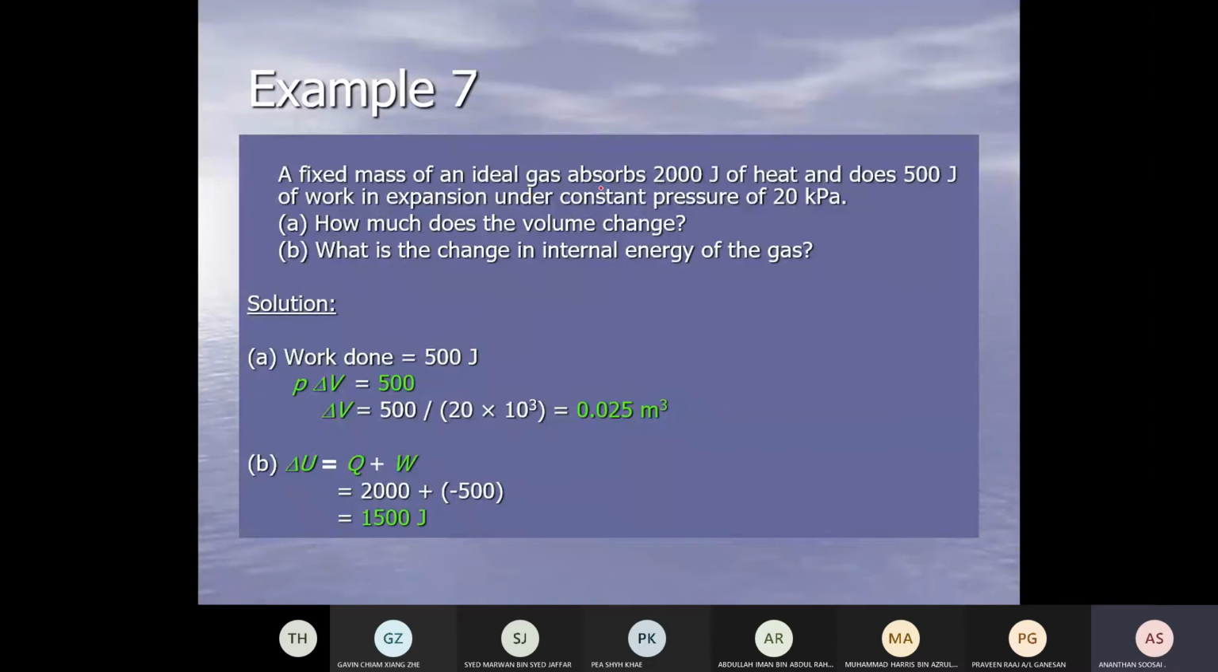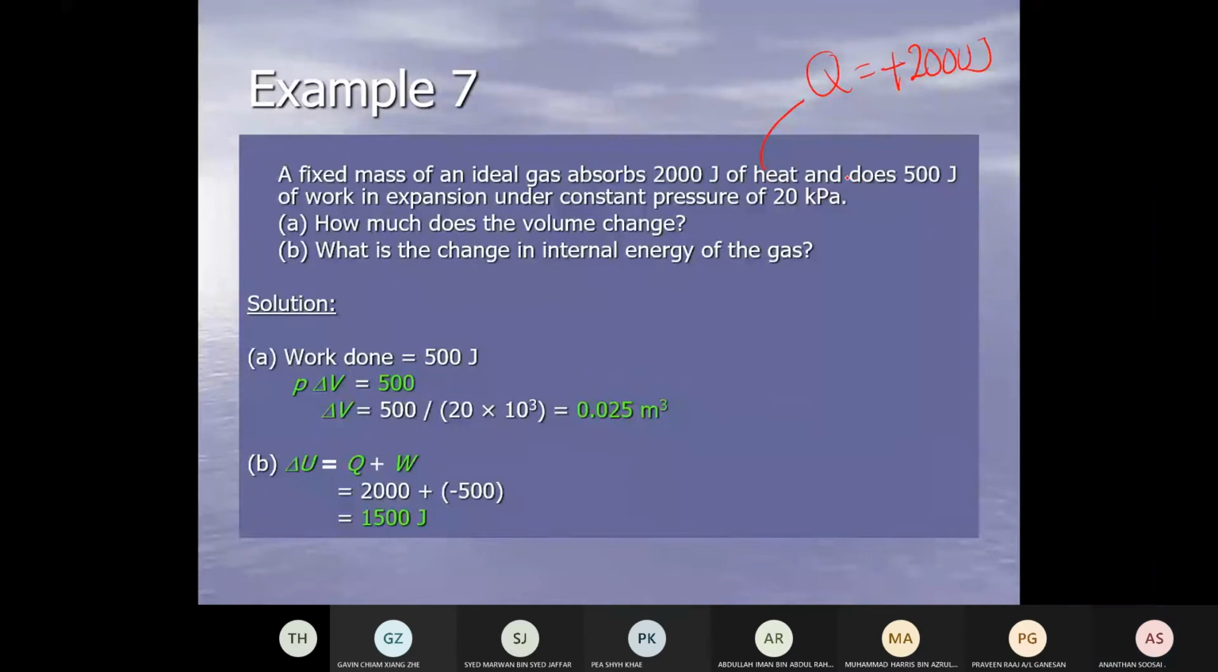A fixed mass of ideal gas absorbs 2000 joule of heat. So this is about your Q. Positive 2000 or negative 2000 in your mind? Because the heat has been absorbed by the gas, like you are eating food, Q is positive 2000 joule. It gives a positive effect to the internal energy.